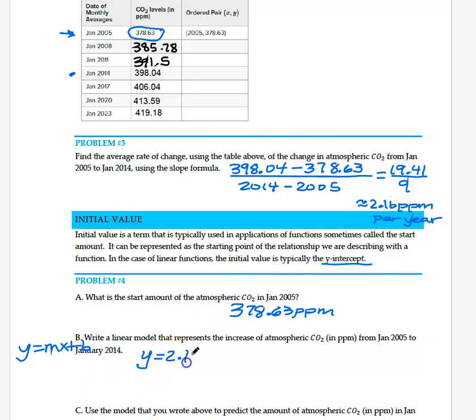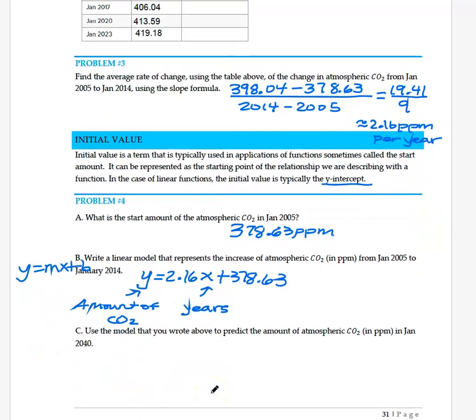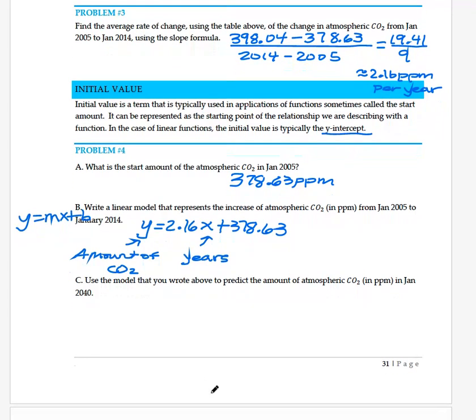So 2.16 times x, depending on which year it's in, and then plus our y-intercept, 378.63. Remember here, this x value is the years, and this y value represents the amount of CO2 in that year, just to be able to understand this a little bit better. All right, so let's use that information to deal with this last part.